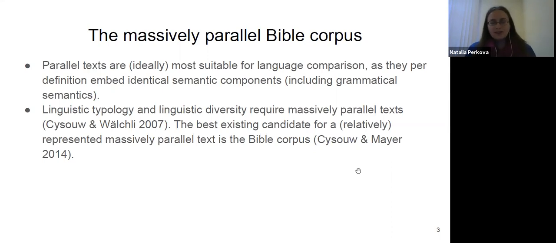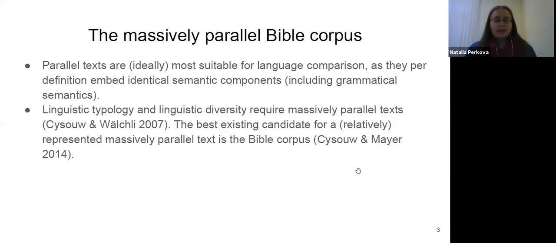Linguistic typology and linguistic diversity, of course, require massively parallel text if we want to conduct typological studies, because of the requirement on representativity. So the best existing candidate for that is, of course, the Bible corpus, just because this text has been translated into so many languages.